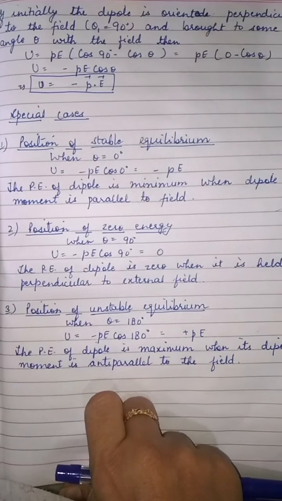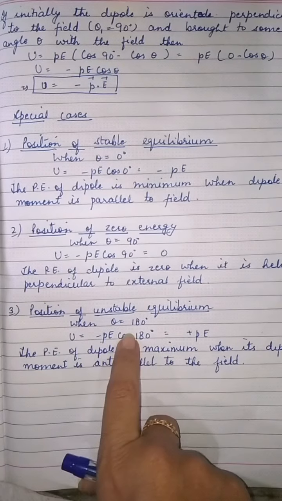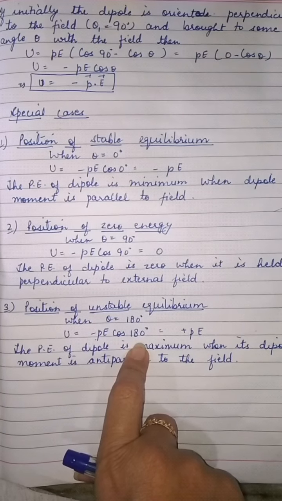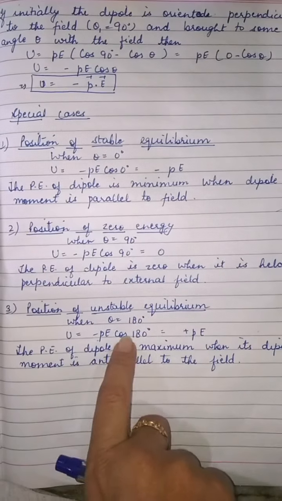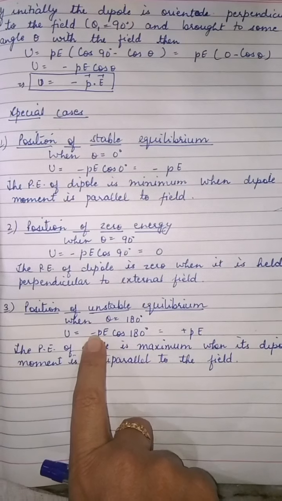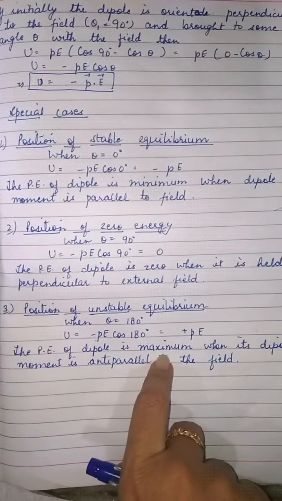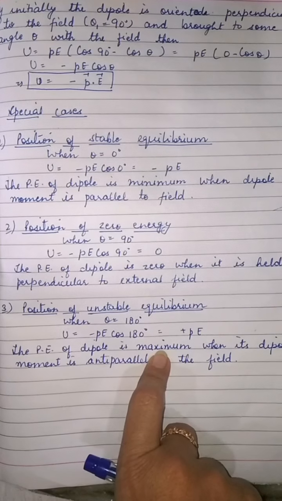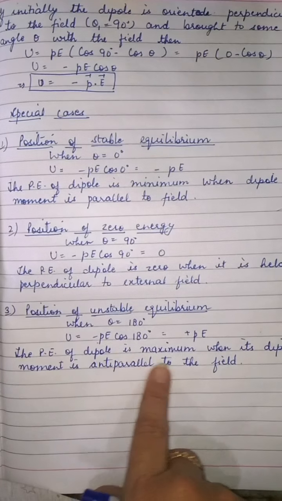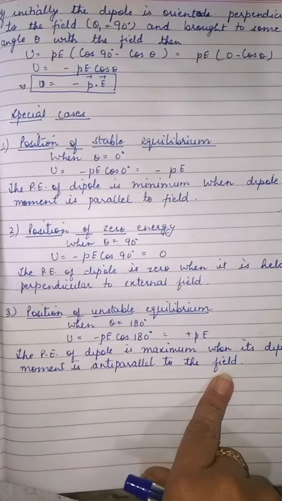Third is the position of unstable equilibrium, when theta is equal to 180 degrees. So U is equal to minus pE cos 180 degrees. Cos 180 is minus 1, so one minus comes from cos 180 and one minus is already present. So it will be plus pE. So plus pE is the maximum value of potential energy. So the potential energy of the dipole is maximum when its dipole moment is anti-parallel to the field.